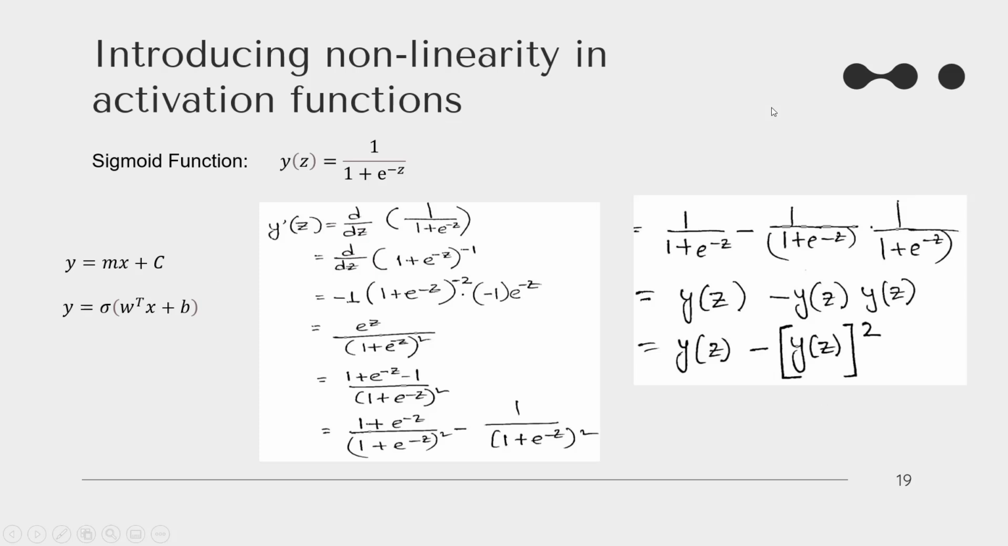So having a linear function makes no sense when it comes to solving non-linear functions. It can also not solve the XOR problem. If we compare this equation that I showed before to our XOR problem, we will see that W transpose X plus bias is the same as this. And now if you put it inside a sigmoid function, let's see what happens.